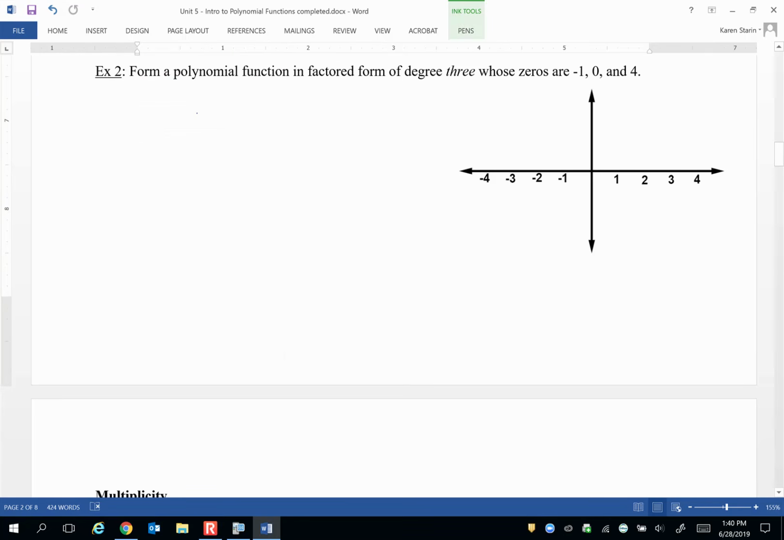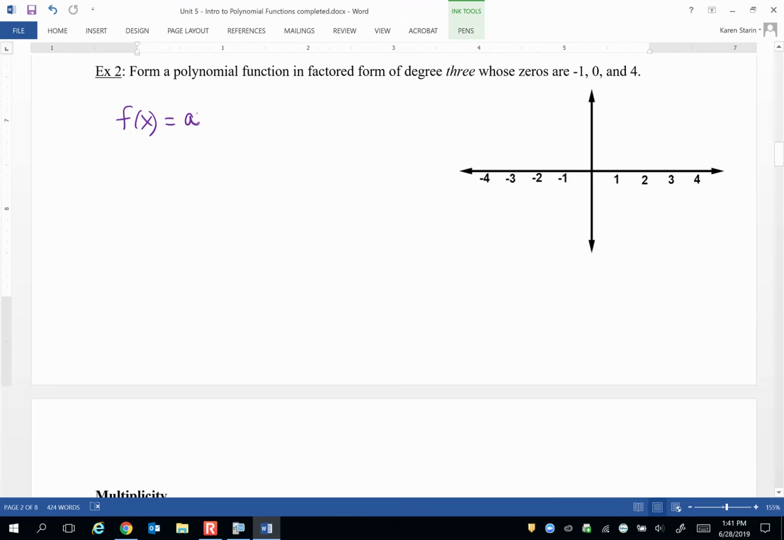Let's see if we can take the ideas from the last few videos and form a polynomial function in factored form of degree 3 whose zeros are -1, 0, and 4. And then let's see if we can sketch that graph knowing that it's going to be smooth and continuous. So f of x equals, well, we'll have some leading coefficient. I'll call that an arbitrary a.